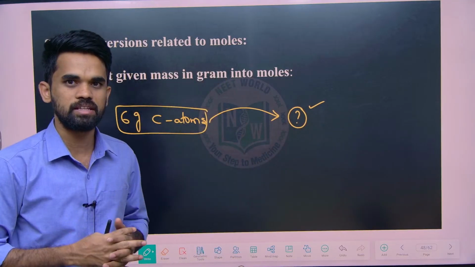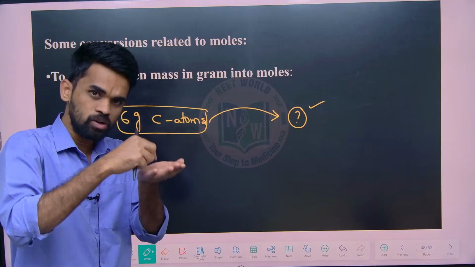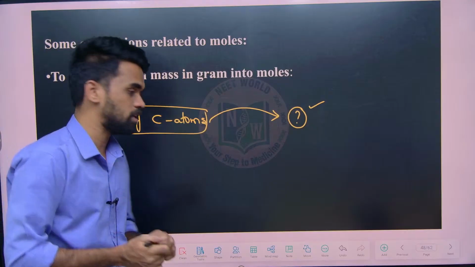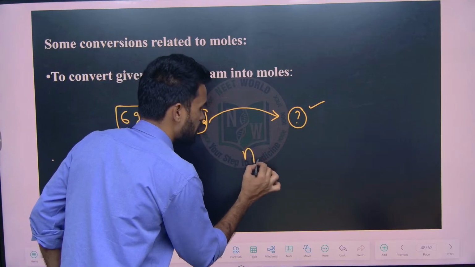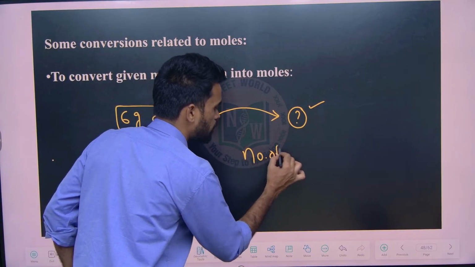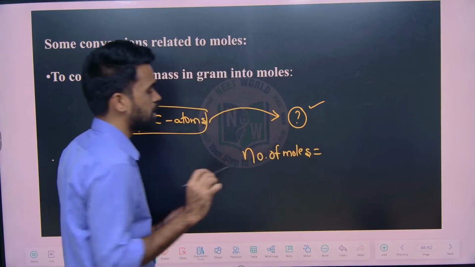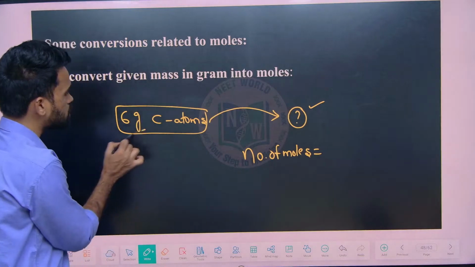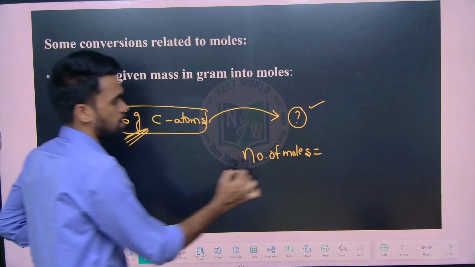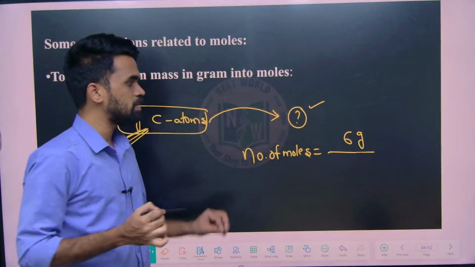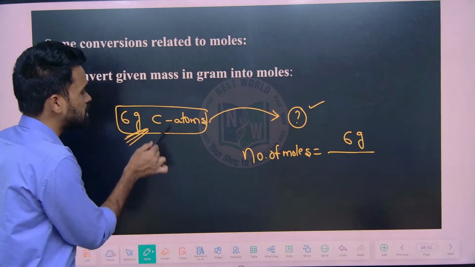They will ask you like this in a funny way. So you are going to calculate like this? No, that is not required. So just use the mole concept here. Number of moles you need to calculate. So how are you going to get the number of moles? Very simple. How many grams of carbon atoms have they given? 6 grams, no? So take 6 grams here. Now divide that 6 grams of carbon by its molar mass.